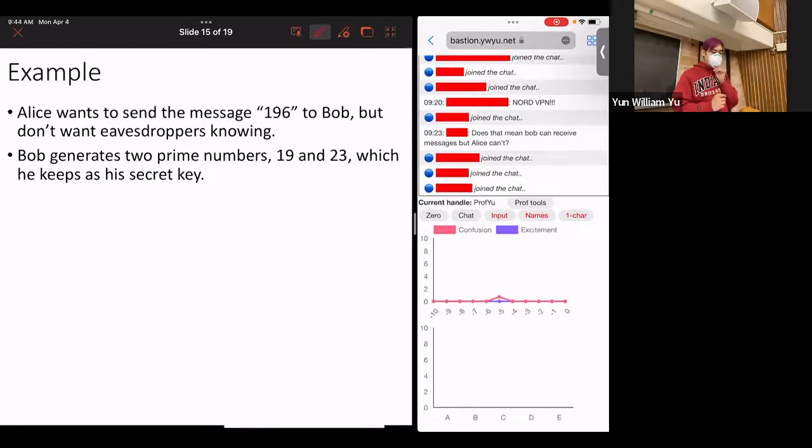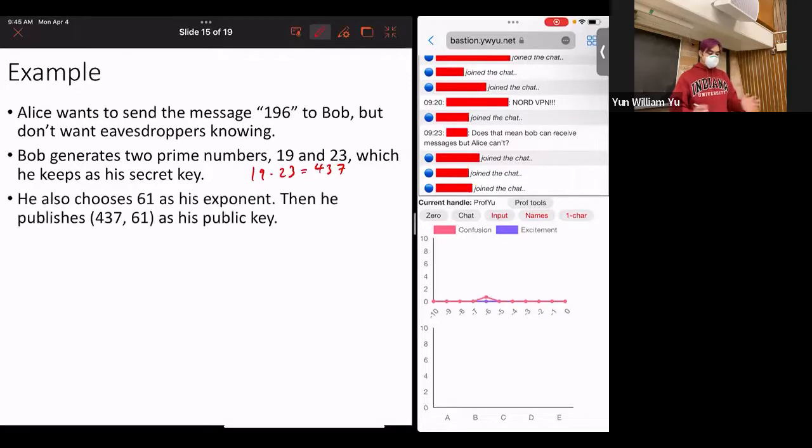So Bob generates 2 prime numbers, let's say 19 and 23, which he keeps as his secret key. Note that 19 times 23 is equal to 437. So that's what n is going to be. He also chooses 61 as his exponent, and he publishes 437 and 61 as his public key. Okay, so that he tells to the world. He's like, hey everyone, if you want to send me messages, the modulus n is equal to 437, and the exponent is 61.